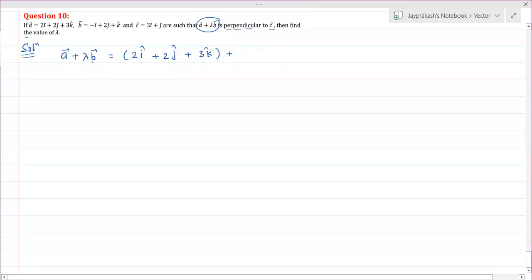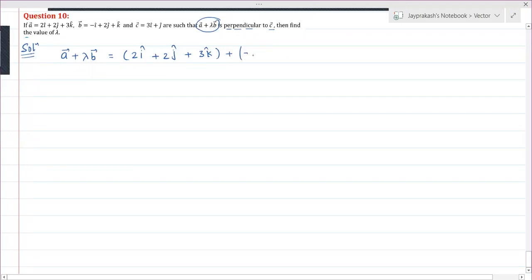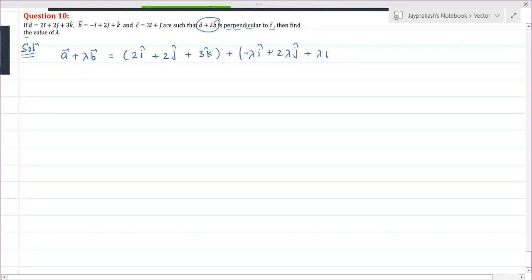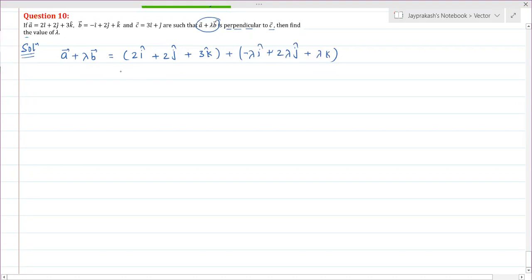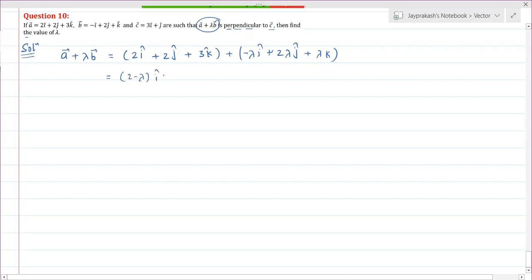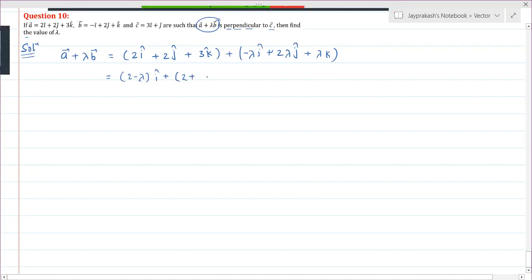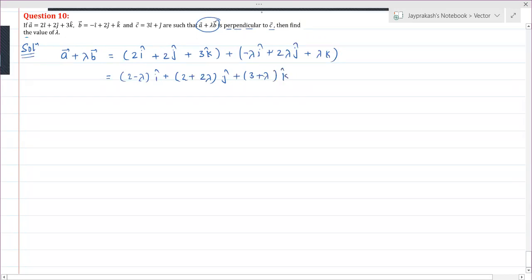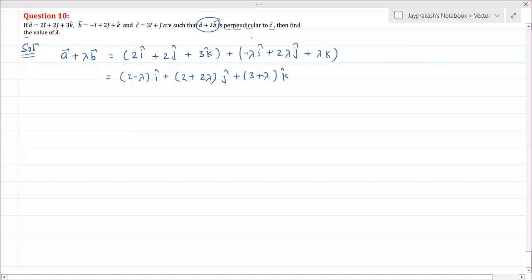So when you multiply the vector b with the lambda, it becomes minus lambda i, 2 lambda j plus lambda k. This is the multiplication of lambda with the vector b. Now it becomes (2 minus lambda) i plus (2 plus 2 lambda) j plus (3 plus lambda) k. A plus lambda b. Now see here.